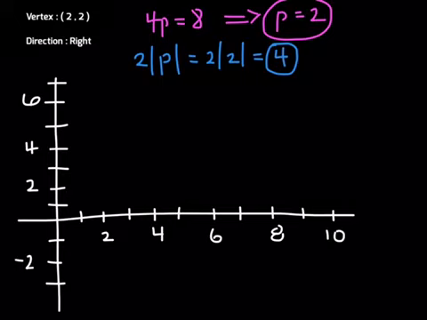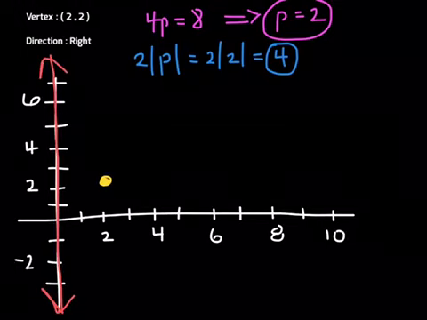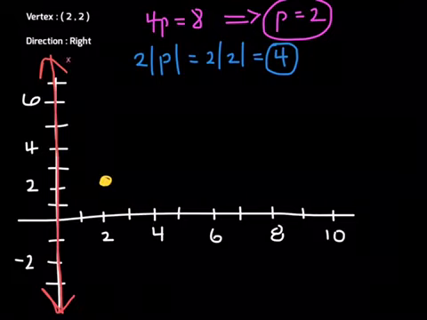Okay, guys, I'm going to plot my vertex. My vertex is 2, 2. My directrix will be found by moving p number of units to the left of the vertex. When you move 2 units, because p is 2, to the left of your vertex, you end up right on top of the y-axis. Of course, the equation that defines the y-axis is just x equal to 0. Very good. So we have our directrix, we have our vertex.